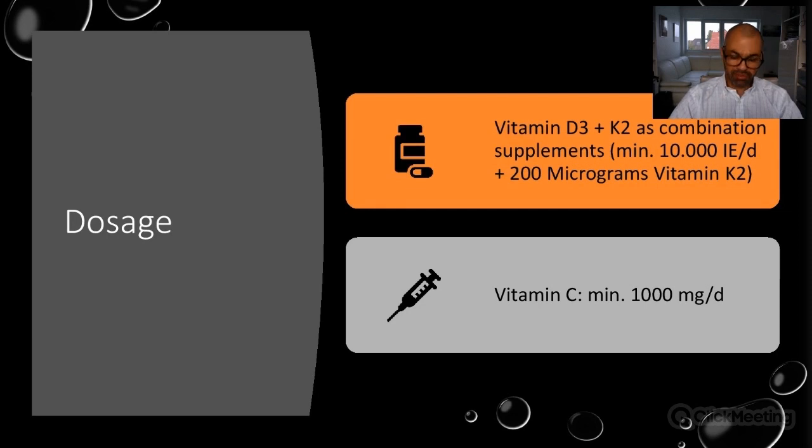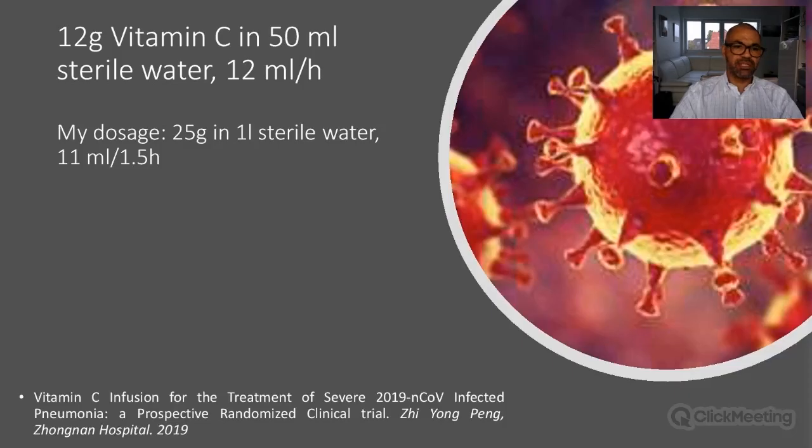And here is my personal recommendation. I take vitamin D3 and K2 as a combination. I would recommend taking at least 10,000 units per day plus 200 micrograms of vitamin K2. There are some supplements that are combination preparations where you don't need to think about K2. These combine both. And vitamin C should be at least 1,000 milligrams per day. I take a little bit more. My dosage is 20,000 units per day of vitamin D3 and 2 grams of vitamin C.